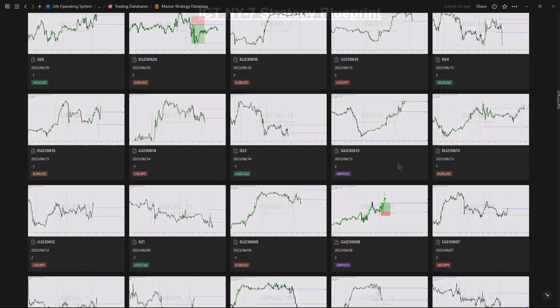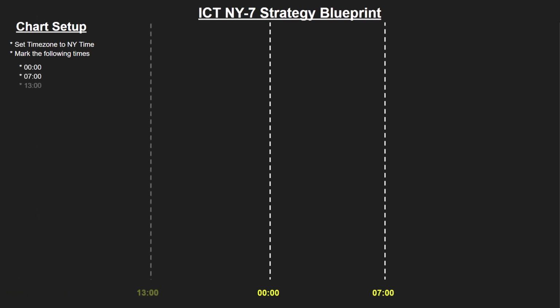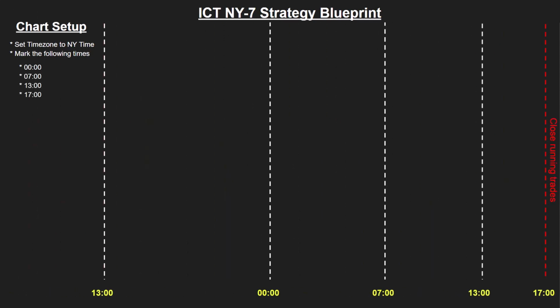Now let's get started. Okay, let's quickly look at the strategy blueprint. And I'm going to start us off with the chart setup. You're going to need to set your time zone to New York time. You can set this up on any trading or charting platform, but TradingView is easiest. Now mark the following times: midnight, 7 a.m., 1 p.m. and 5 p.m. And the time frame we will be using is the 15-minute time frame. That is all you're going to need for the strategy. And the rules are as follows.